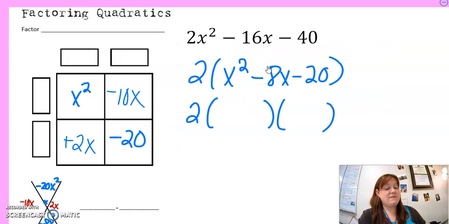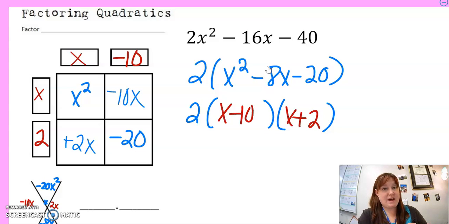So then I have to figure out what my factors were. Well, that's going to be x times x. That's got to be negative 10. That's got to be positive 2. And they all multiply together. So x minus 10 and x plus 2 are my factors.